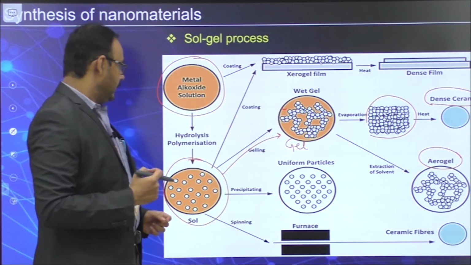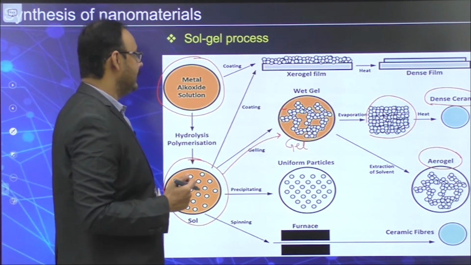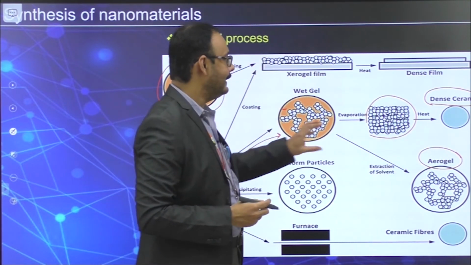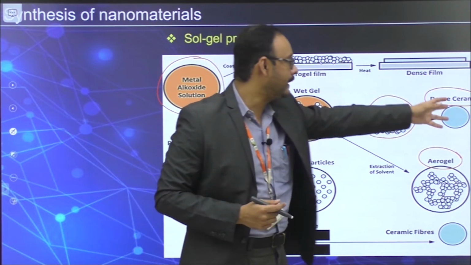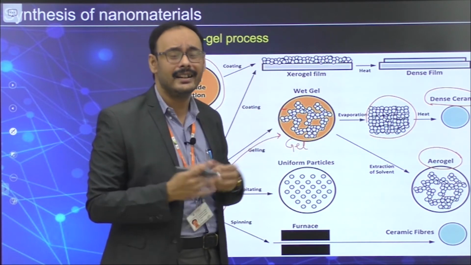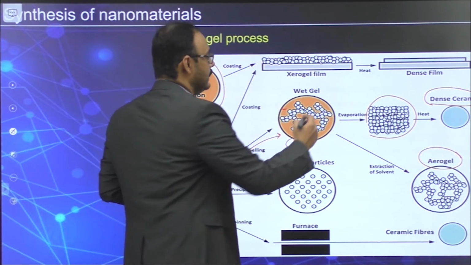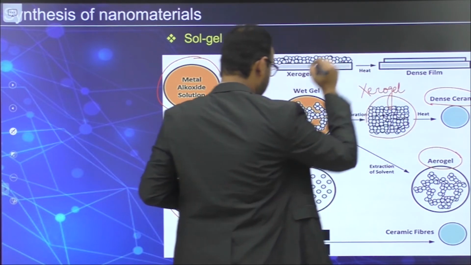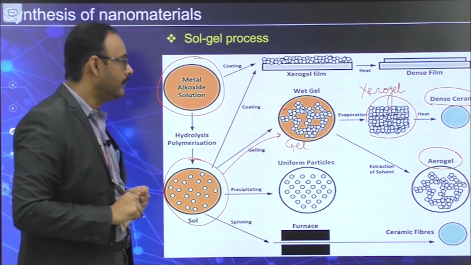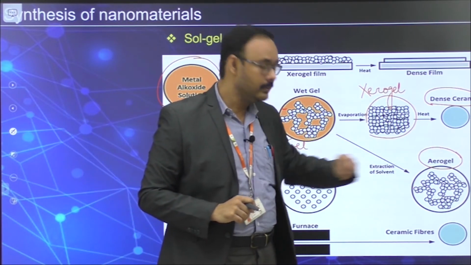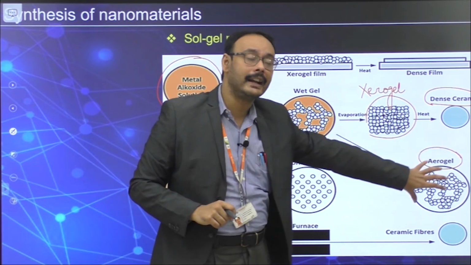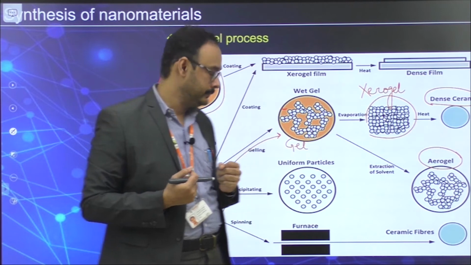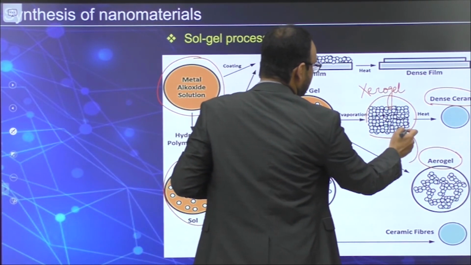So what's next? If you completely take this out, and then heat it further, you will end up with either a dense ceramic or this kind of structure. That structure is called a xerogel. So you have an aerogel, but you are converting the aerogel to a relatively more dense structure by evaporation. So you can convert this to this by evaporation.